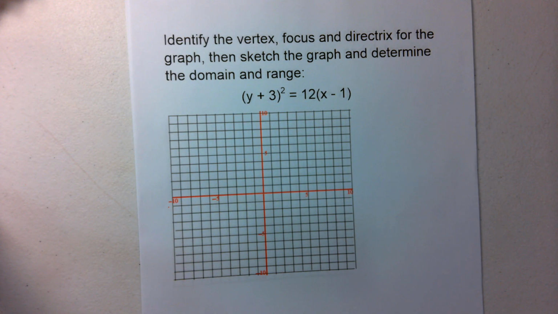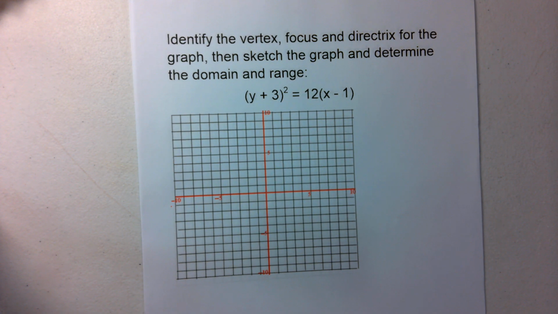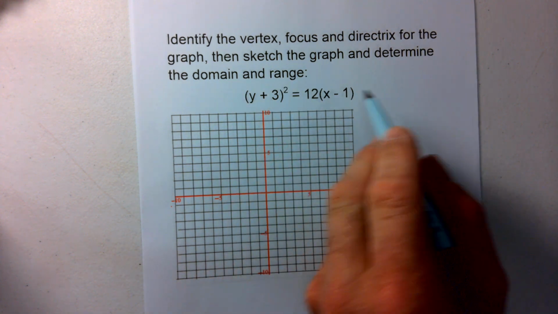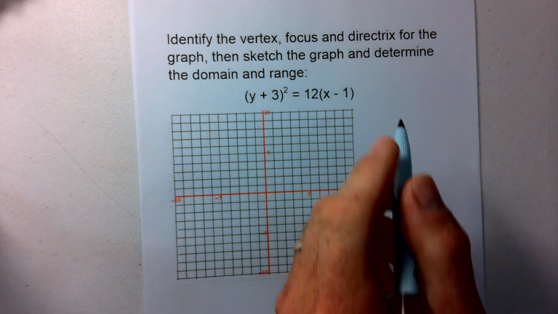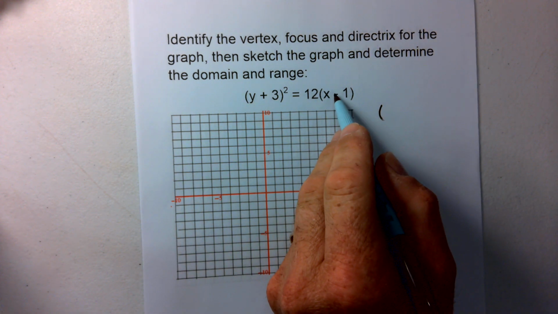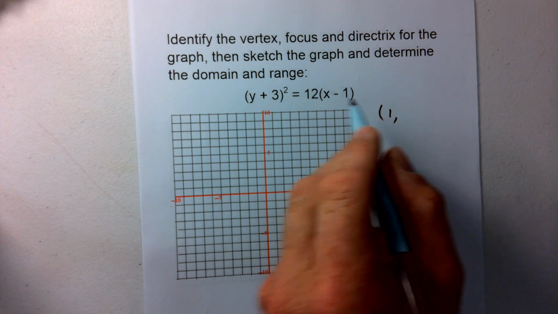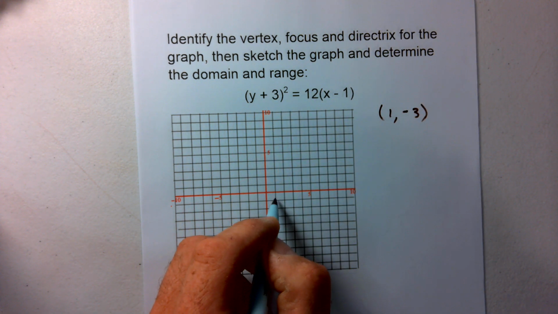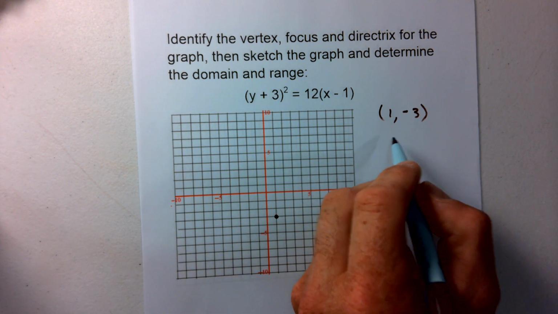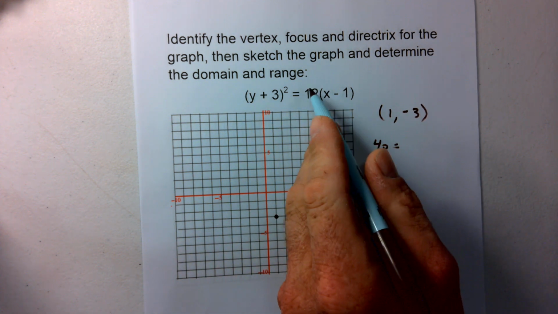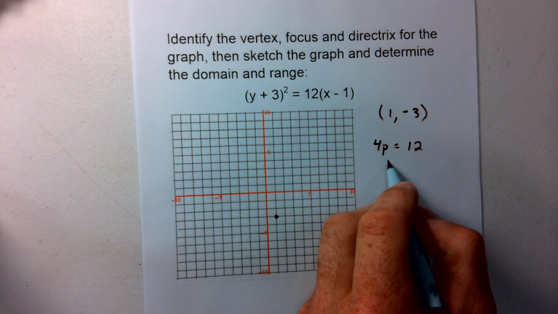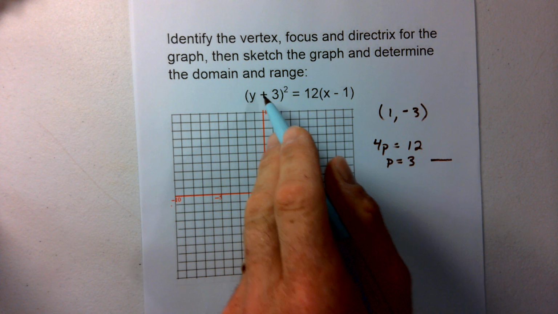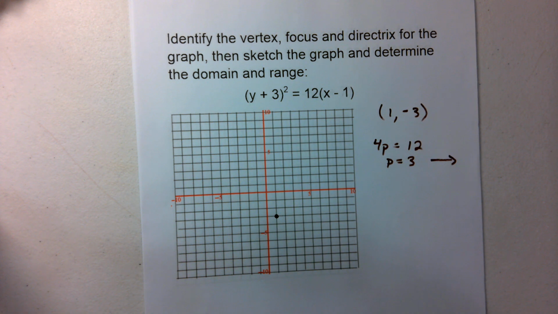On to one of those that is going to be a sideways parabola. A little more interesting, I think. So here, notice our y's are going to be squared. So it's going to tell us that we're going to be either to the left or to the right. My vertex is still going to be the opposite of what's with x, so 1, and the opposite of what's with y, which is negative 3. So I can go ahead and label that point 1, negative 3. My p-value, I have 4p equals 12, so I know that p has to equal 3. Since it's positive, and my y's are squared this time, it's going to open to the right.